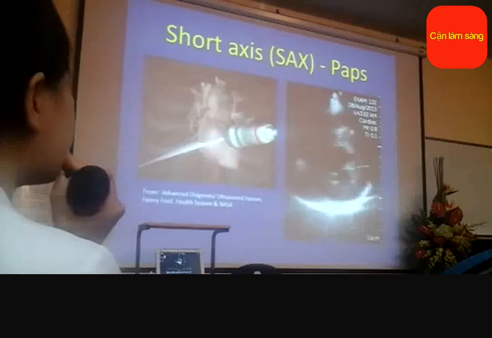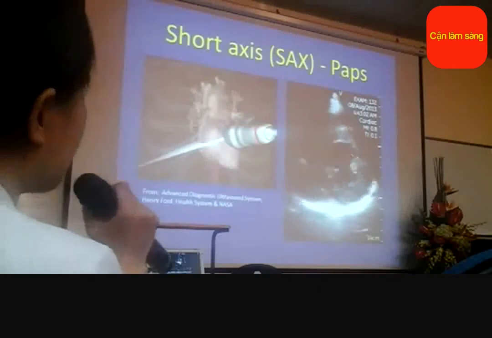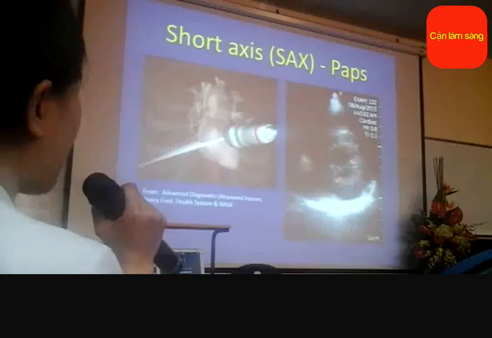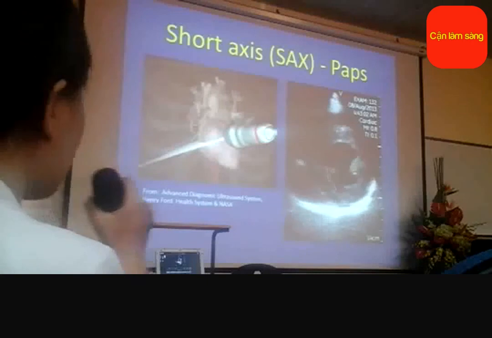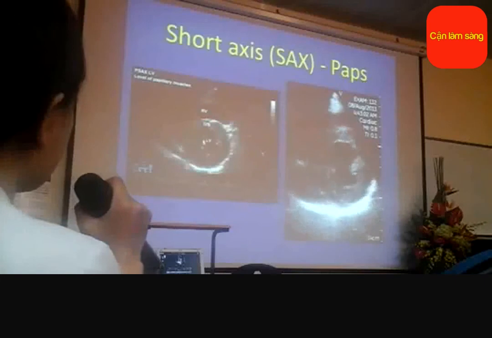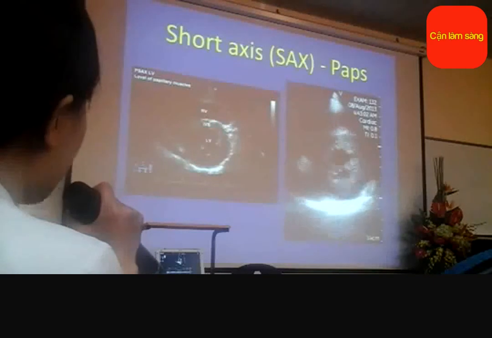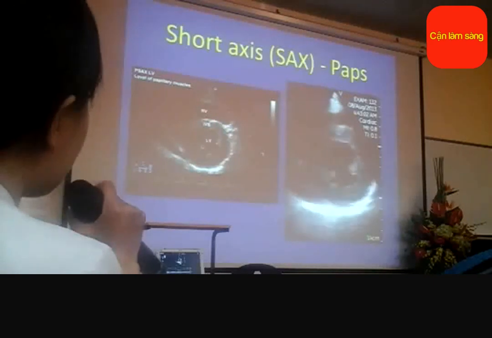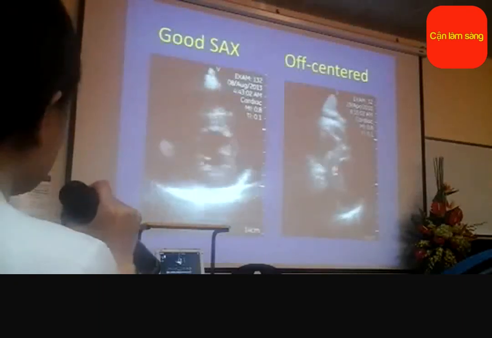And at the level of the two papillary muscles, we see the short axis, the left ventricle as a circle. Ở mặt cắt cạnh ức trái cắt ngang qua hai cột cơ, ta thấy được vị trí của hai cột cơ của van hai lá cũng như chu vi của thất trái. And of course, at this level, we see the left ventricle, ventricular septum, right ventricle. Ở mặt cắt này chúng ta thấy được thất trái, vách liên thất và thất phải lần lượt như vậy. Then you can sweep up to the mitral valve, aortic valve.